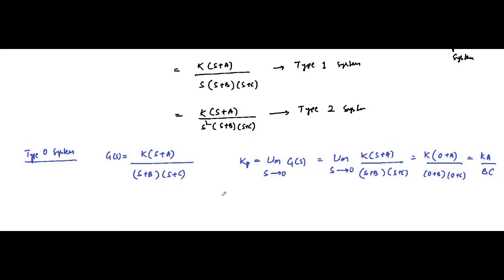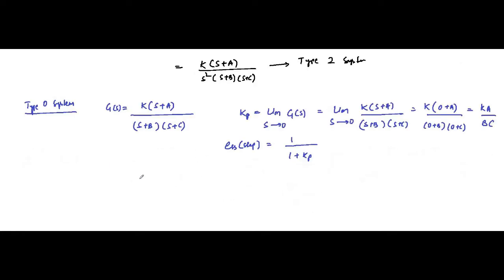So if it is a unit step input, let us consider that the system is supplied with a unit step input. In that case, the steady state error because of the unit step input will be 1 by 1 plus Kp, where Kp is equal to this ka by bc. This is for step input.